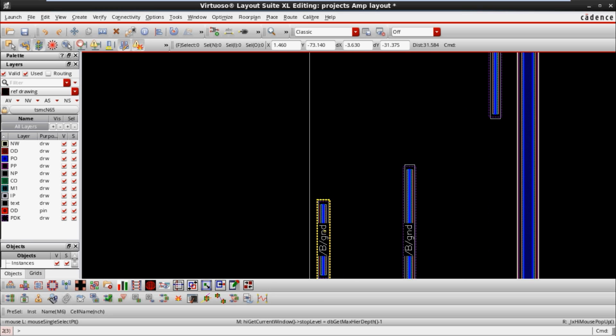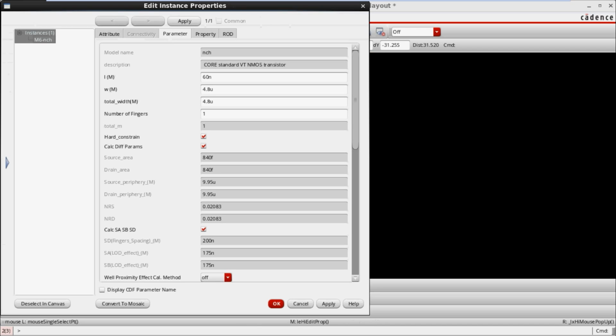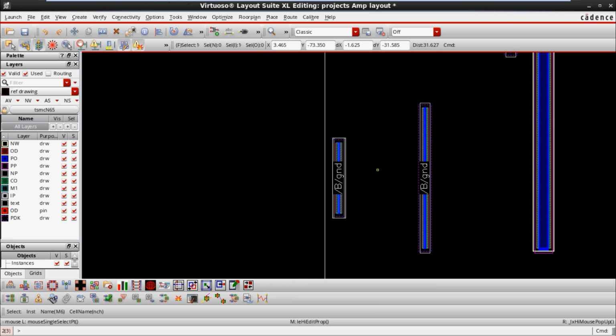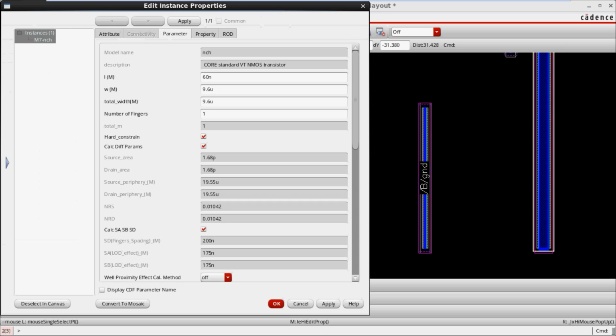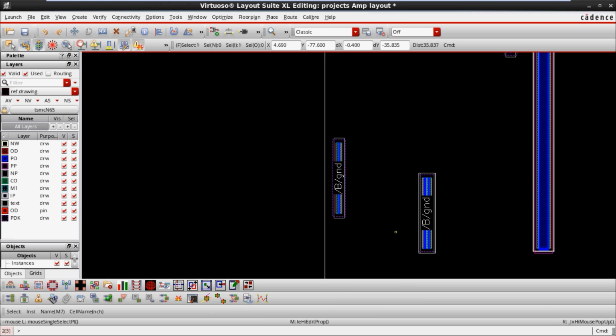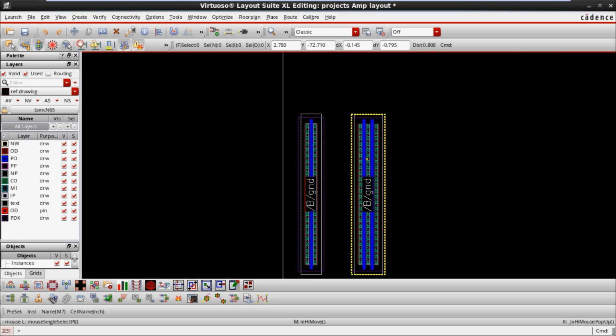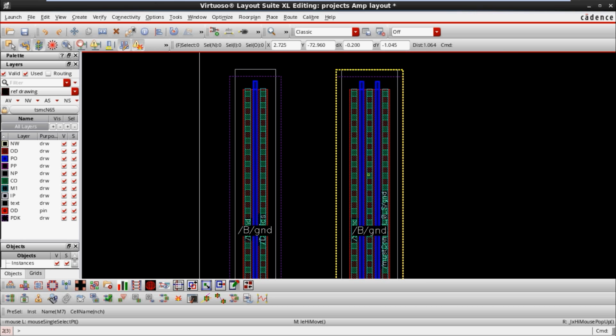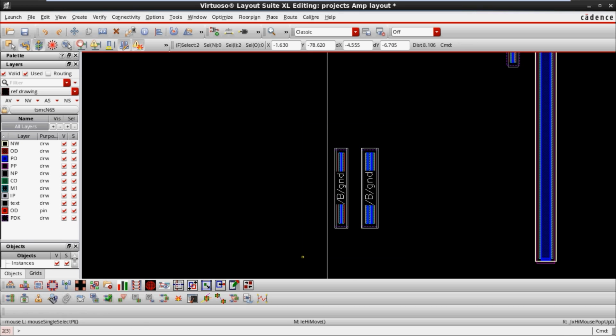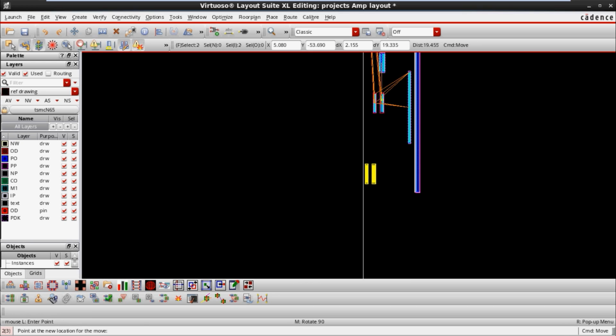So now go and click here. This is also 4.8. Since it's already 4.8, we don't want to change this, because all the devices we are planning to take with 4.8. And one more thing, this is 9.6, so we will convert this to 4.8 and then make the finger 2. Then apply, then it's okay. So now we have two devices over here, with 4.8 and 4.8. Almost all the devices size wise I am going to take as 4.8.